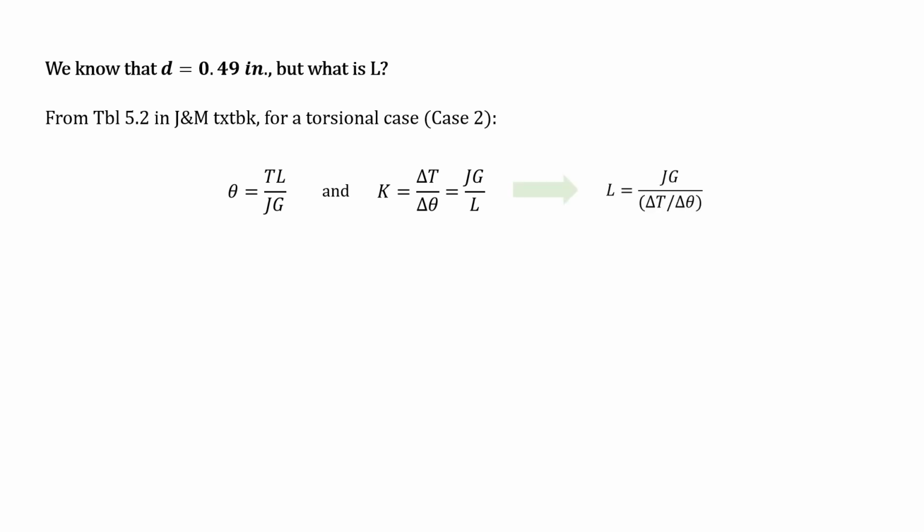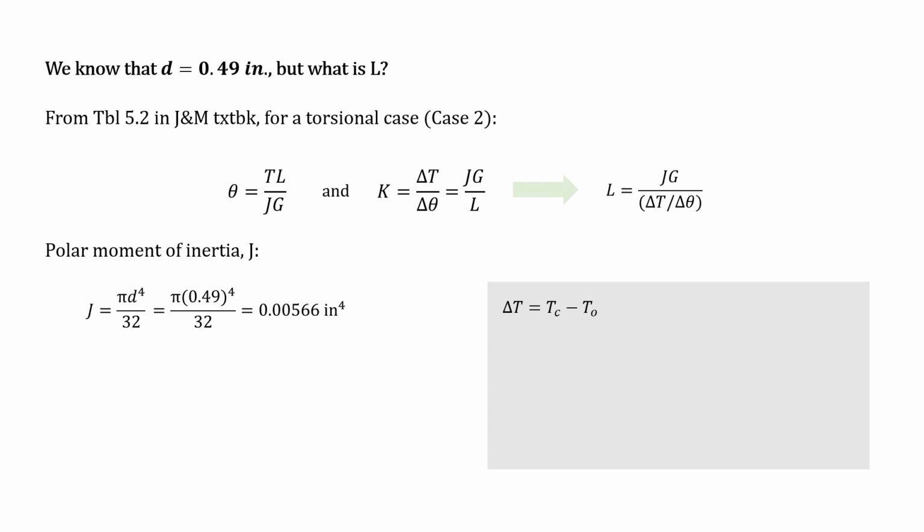So if you put that all together, we have an expression for L here, which is just polar moment of inertia times shear modulus over K, which is delta T over delta theta. So our polar moment of inertia is this expression here, just for a circle. So it's pi d to the power 4 over 32, and we know our d value is 0.49 inches. So if you sub that in, you have your polar moment of inertia here.